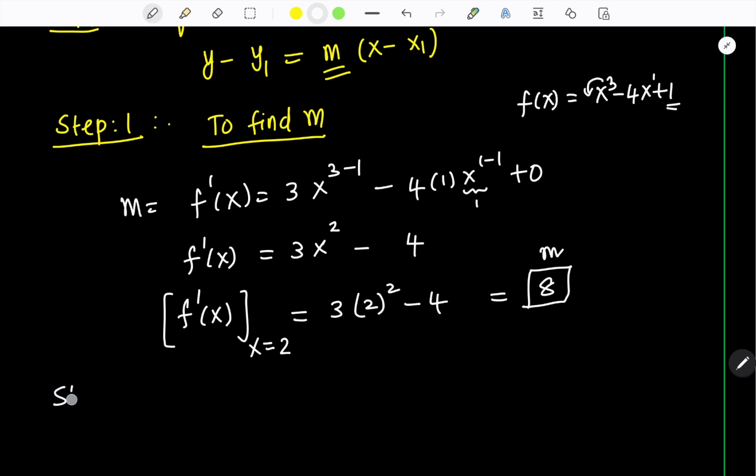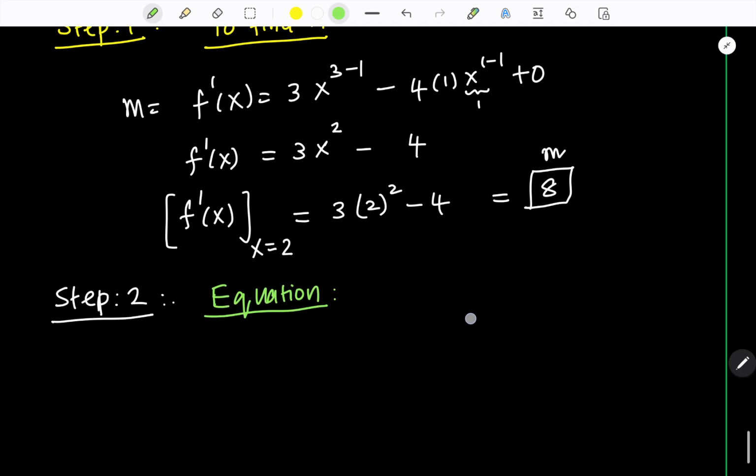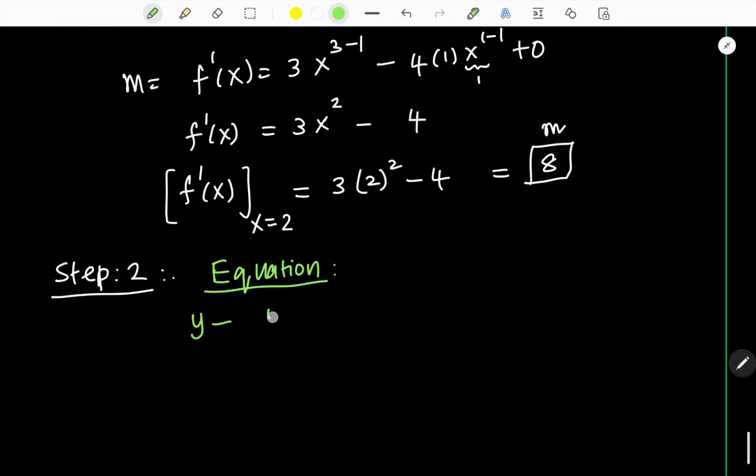So now step number 2. Step number 2 is you are going to find the equation. What is the formula for the equation of tangent? y minus y1 equals m times x minus x1.